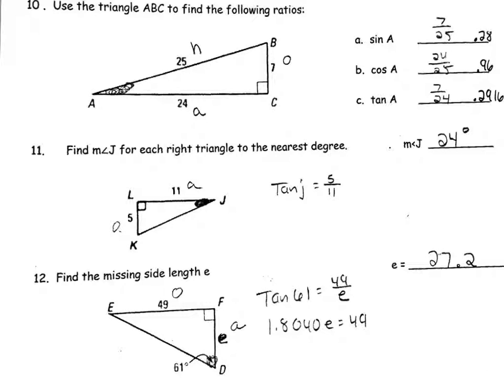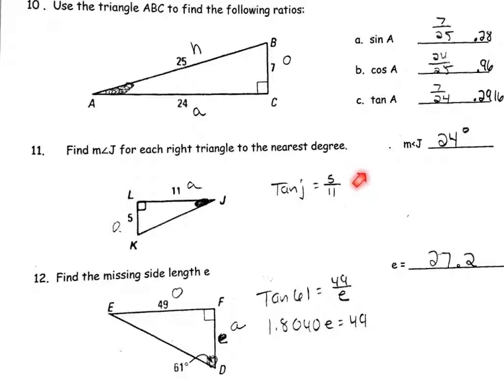All right, question 11. Find the measure of angle J to the nearest degree. So here is J. You are given these two sides, so I labeled opposite and adjacent, and the ratio that deals with opposite and adjacent sides is the tangent. So you needed to find the tangent of angle J. You set up the ratio, do that division, and find it on the table, and it was 24 degrees. Most of you got this correct.